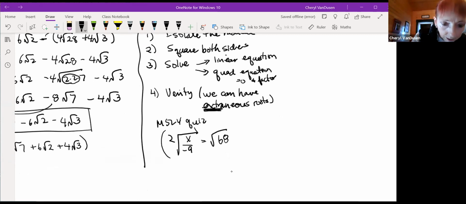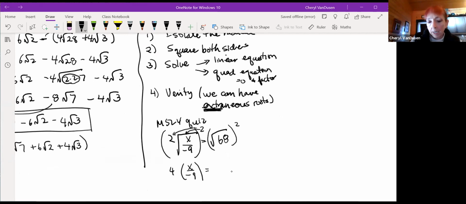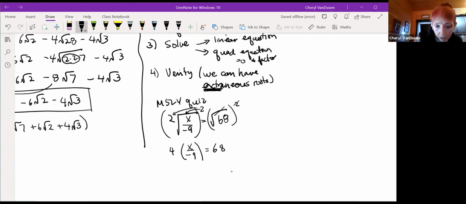So the second step says square both sides. Let's put this in brackets and square it, and this in brackets and square it. Be cautious when you're squaring this. You square the 2 out in front, you get 4. And the square just cancels the square root, so you get x over minus 9. On the right-hand side, the square and the square root cancel and you get 68. So what looked really awful is not quite as awful. We get 4x over minus 9 equals 68.